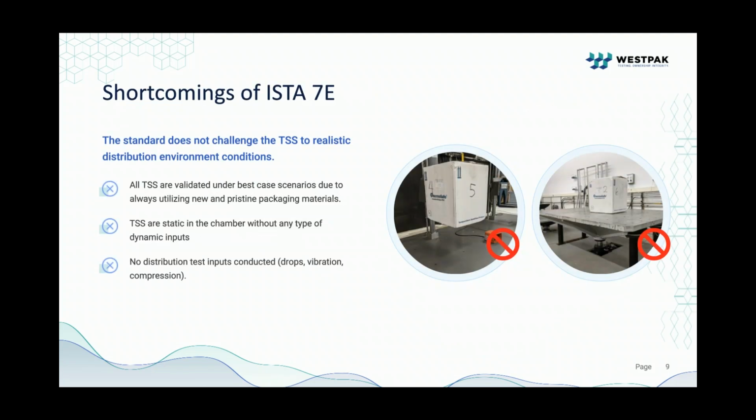So what are the shortcomings of 7E, or of any thermal mapping study in general? The biggest shortcoming of these standards is that all shippers are validated to best case scenarios. What is best case scenario? It means that these shippers are pristine. You never drop them, you never do any vibration on them, you don't do any compression on them. Everything is best case scenario. It's packed out usually in a refrigerated chamber, and then it is run through the profile. And at the end of the day, you say that based on the profile we saw and the results of your internal contents, it passes or it fails.